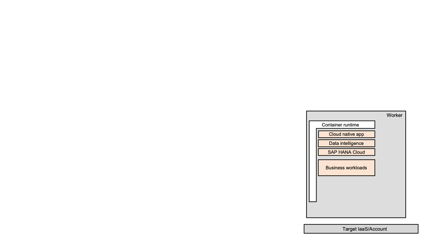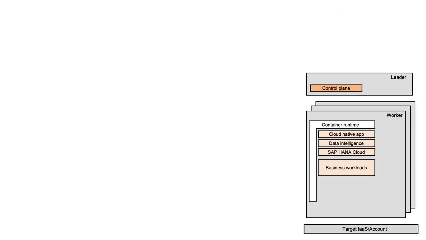So this was a glimpse of what we do with Gardner in production today. So let's go more into depth on how Gardner works and what Gardner makes different to other Kubernetes distributions. So let's start with looking at a classical Kubernetes setup. So you have some cloud native workloads, some business applications. They're running on worker nodes in a container runtime. In some IaaS account, there are multiple worker nodes. And we have a leader, which is running the Kubernetes control plane.